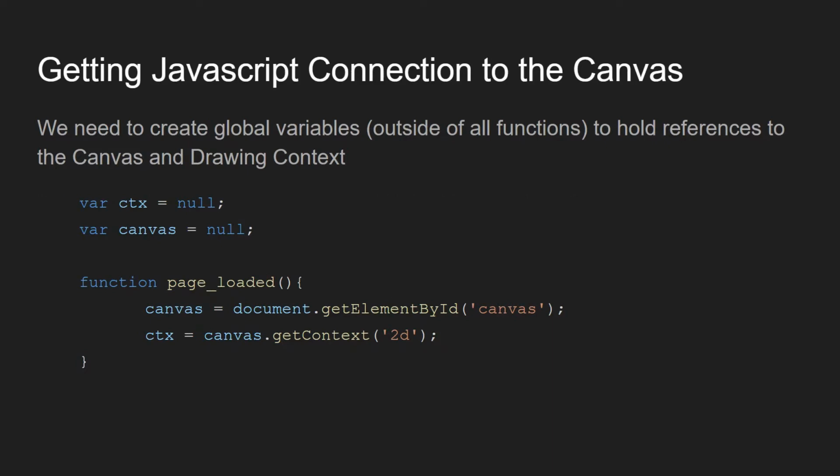Then, in the JavaScript, we create two variables outside of any functions, so they appear globally. One called CTX, which is the drawing context, and one which is the canvas. Then, once the page is finished loading, it runs this function, page_loaded, and we can set the canvas equal to document.getElementById, by the name that we gave it, which is canvas. We can then use the canvas object to get a two-dimensional drawing context, as shown here.